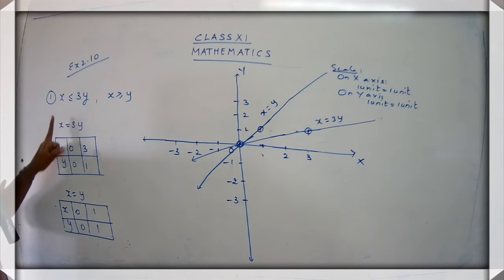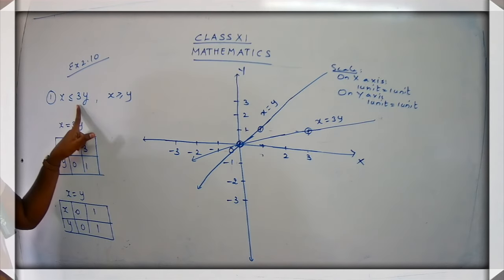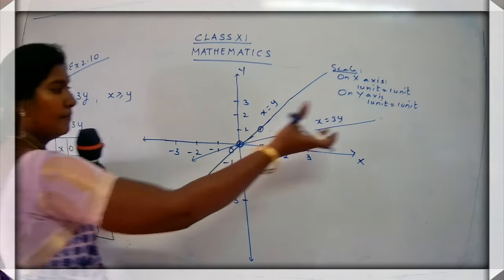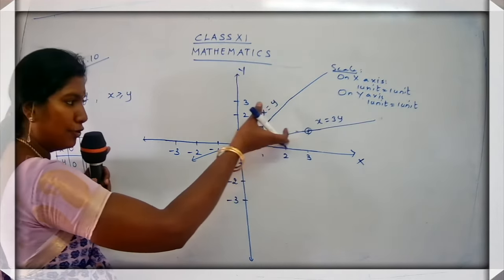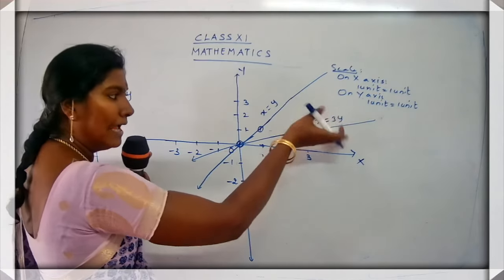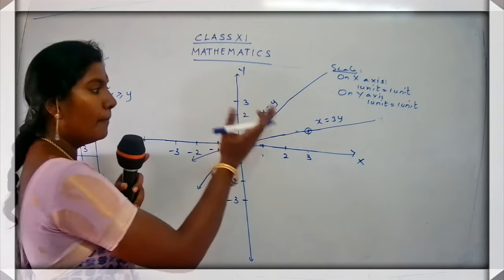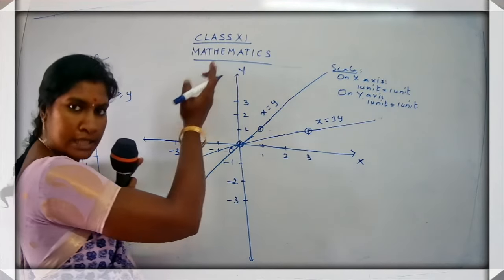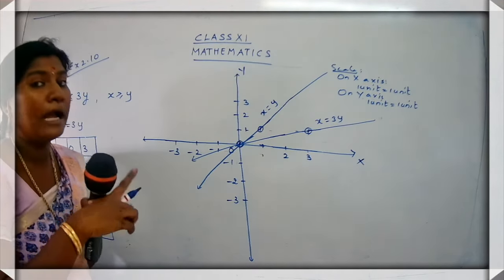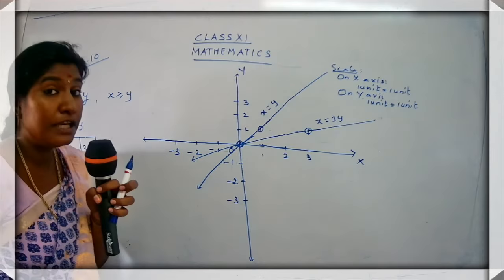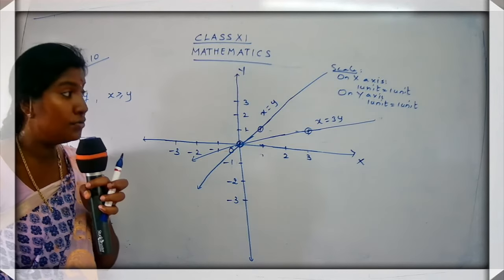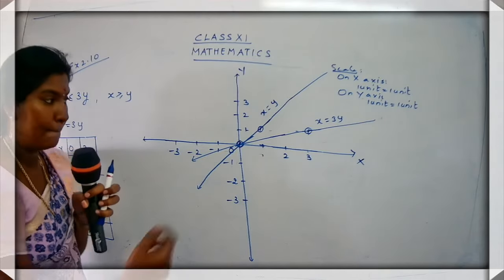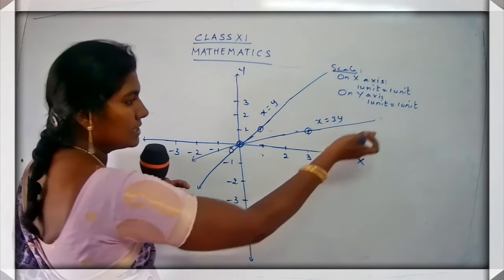Now I am going to check for the first inequality, that is x is less than or equal to 3y. Now this is the part, okay children. I am going to choose a coordinate below this line and a coordinate above this line. What is the meaning of coordinate? You are going to choose a value for x and y which is lying below the graph.